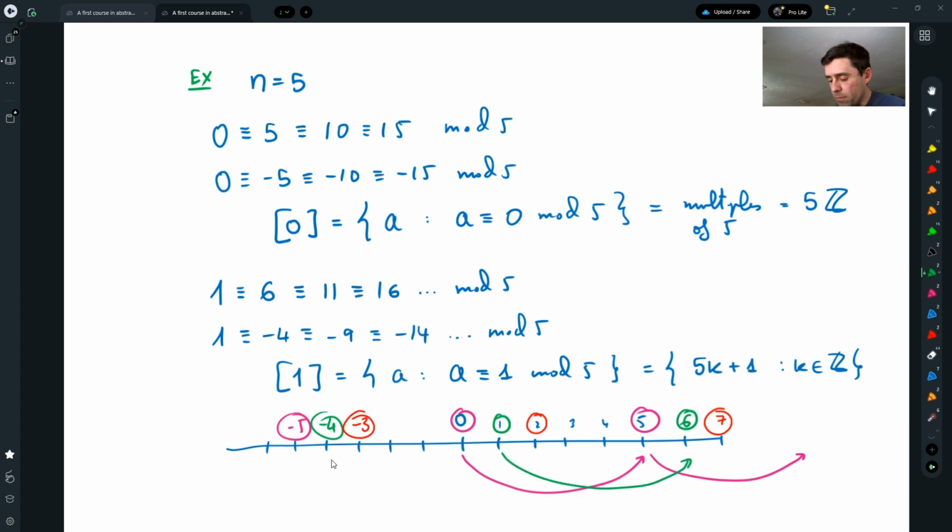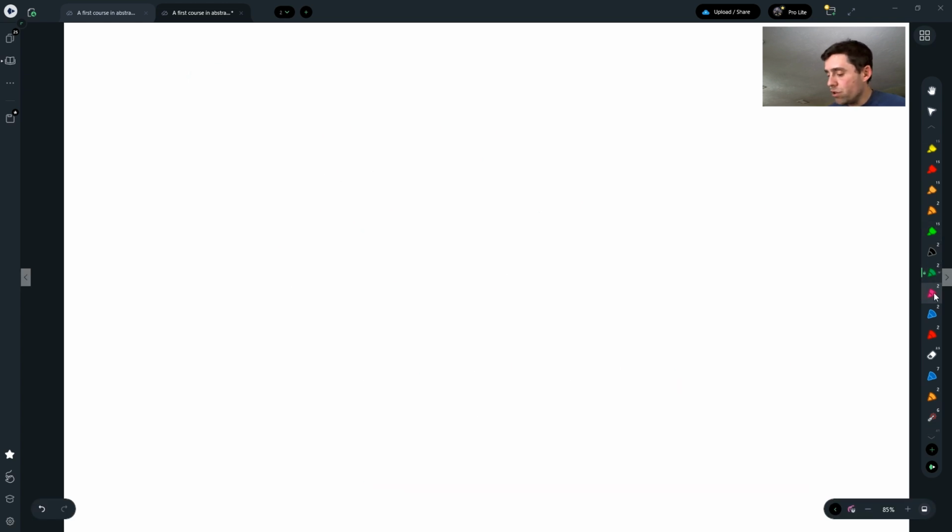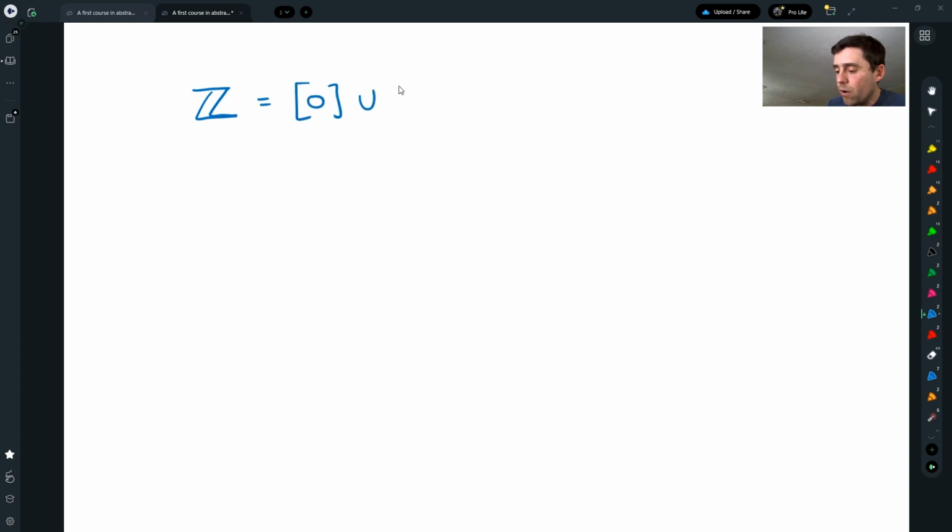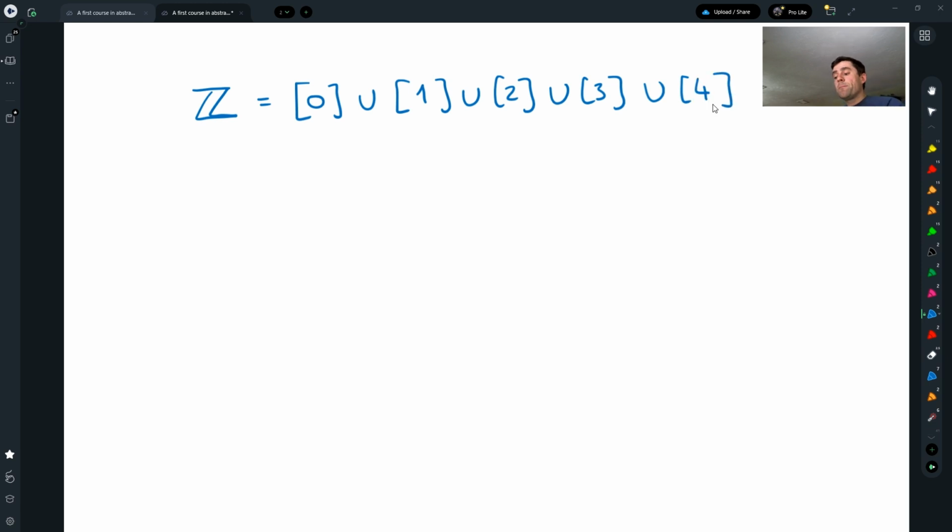So there are only finitely many classes of numbers modulo 5, and every integer is in one of these classes. It's either congruent to 0, or congruent to 1, or congruent to 2, congruent to 3, or congruent to 4, and that is it.